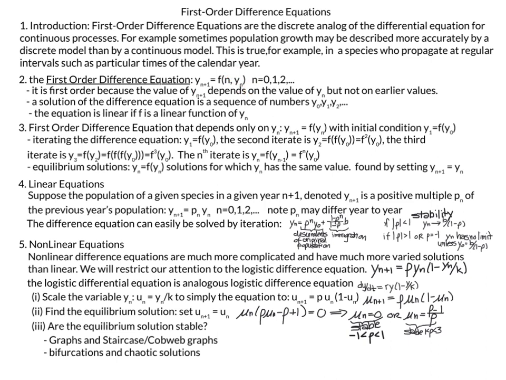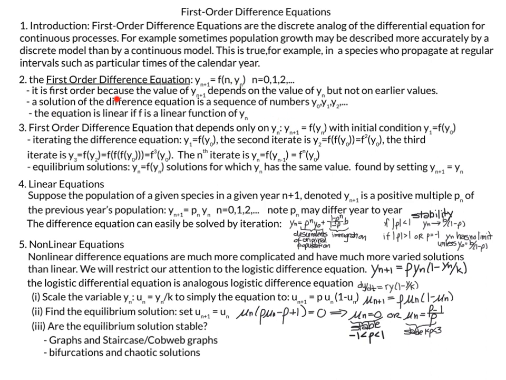It's first order because y_{n+1} only depends on y_n, but nothing earlier. So not y_{n-1} or y_{n-2}. So if you want to predict what the population is on year 3, or n equals 3, you only need to know about n equals 2. You don't need to look back to n equals 1. A solution of the difference equation is a sequence of numbers, so you get the population on different years. And the equation is linear if f is a linear function of y_n.